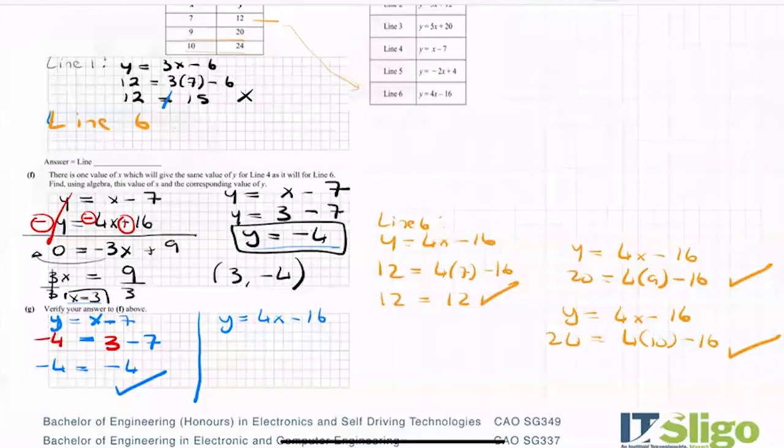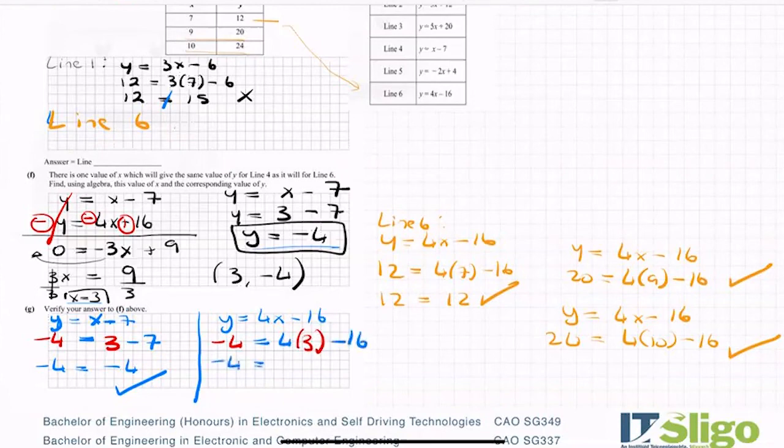Okay, let's try it over this side. So again, put in the y that I found, equals 4 times that 3 that I found, minus 16. So minus 4 is equal to 4 3s are 12, minus 16. 12 minus 16 is indeed equal to minus 4.